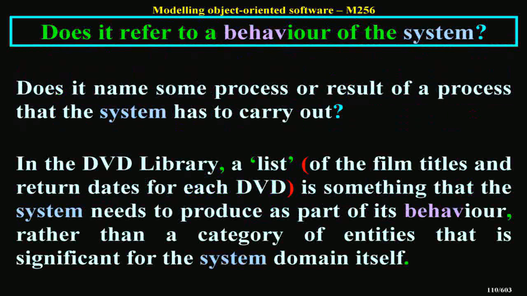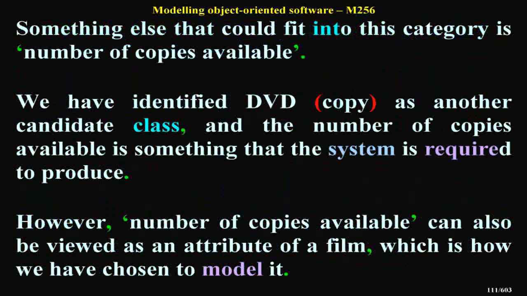Does it name some process or result of a process that the system has to carry out? In the DVD library, a list of the film titles and return dates for each DVD is something that the system needs to produce as part of its behavior, rather than a category of entities that is significant for the system domain itself. Something else that could fit into this category is number of copies available.